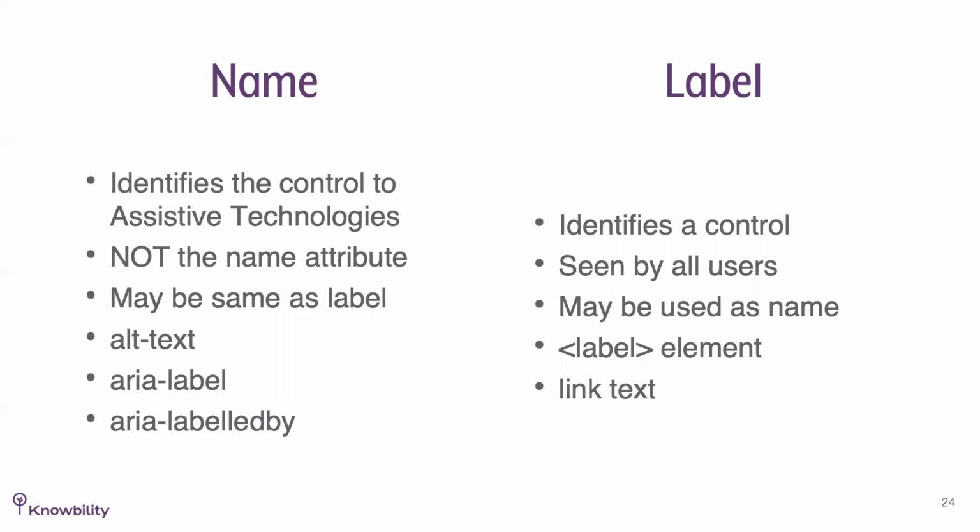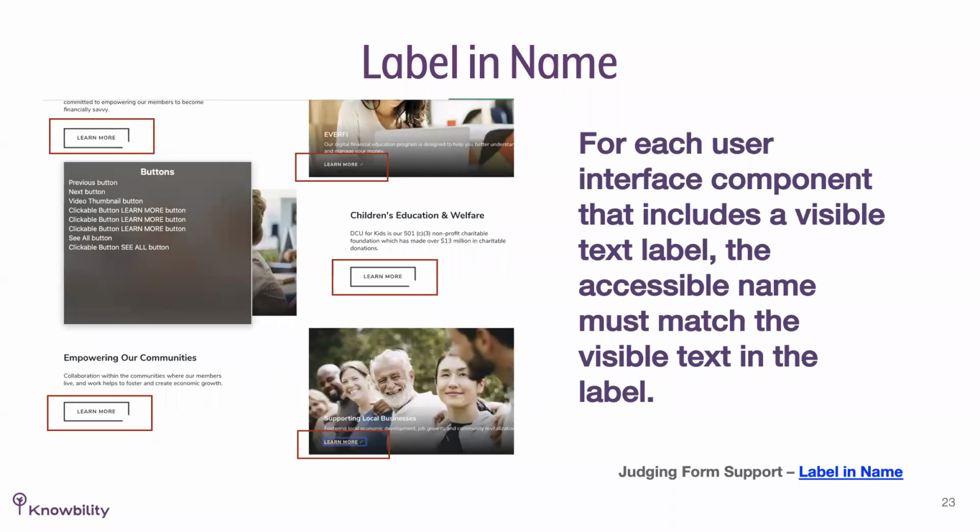But if we go back, here we see we have these buttons that say learn more, learn more, learn more. And when I pulled up the list of buttons in my screen reader, all it said was clickable button, learn more, learn more, learn more. So think about how more descriptive text is going to help the screen reader. In theory, the visible text does match the accessible text, but it's not very meaningful.